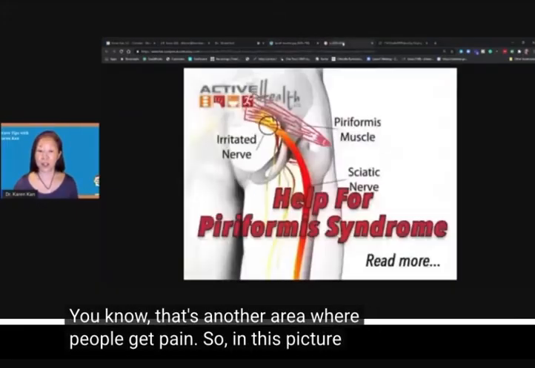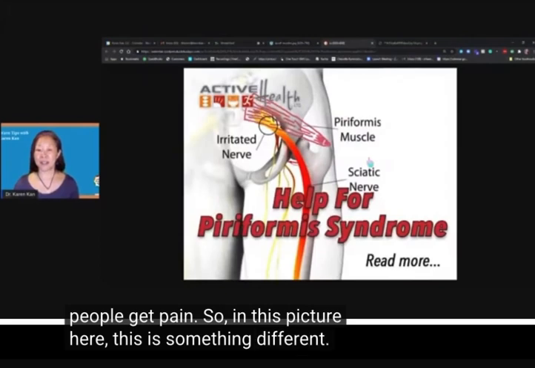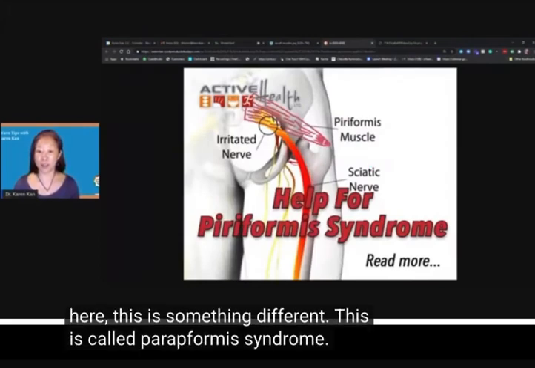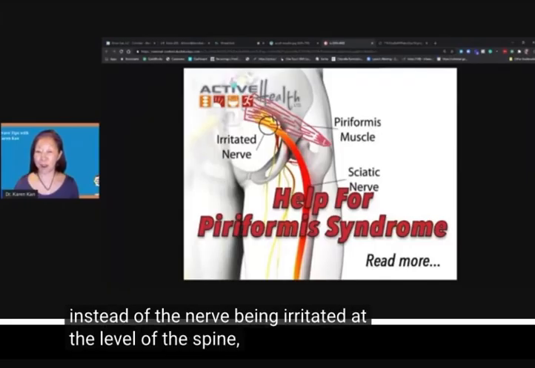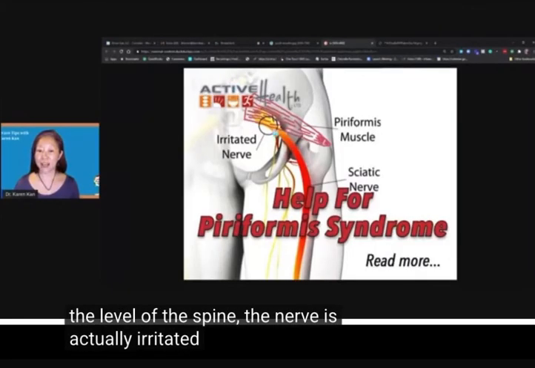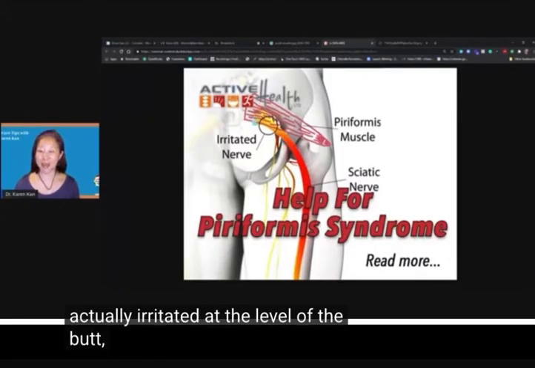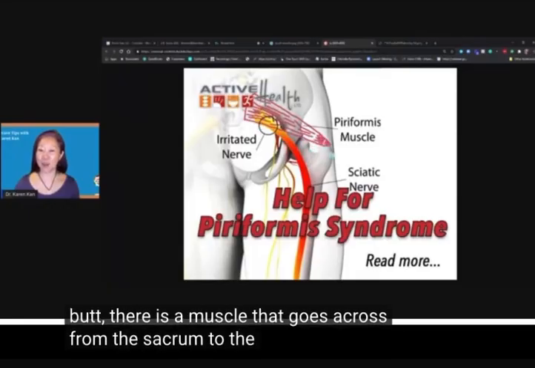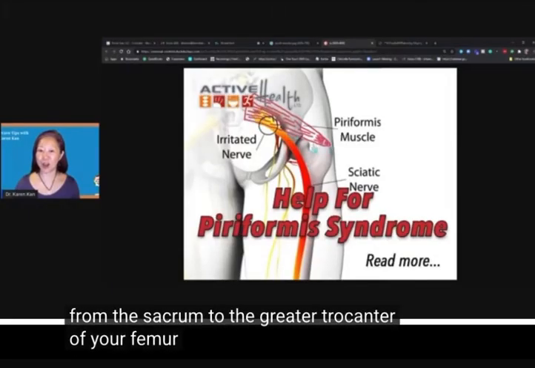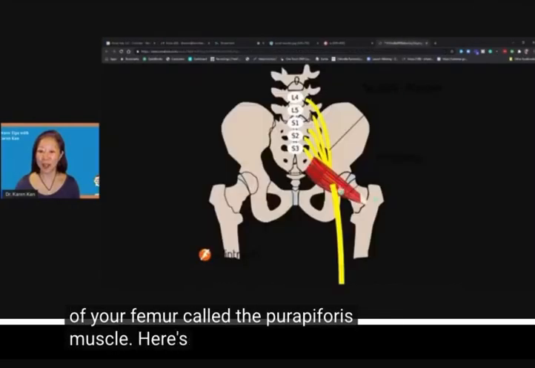So in this picture here, this is something different. This is called piriformis syndrome. And instead of the nerve being irritated at the level of the spine, the nerve is actually irritated at the level of the butt. There is a muscle that goes across from the sacrum to the greater trochanter of your femur called the piriformis muscle. Here's another picture of it.